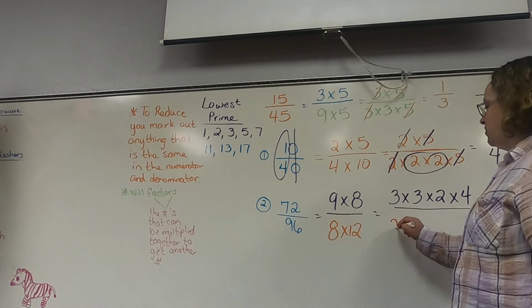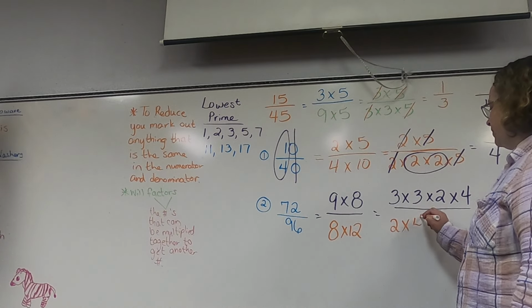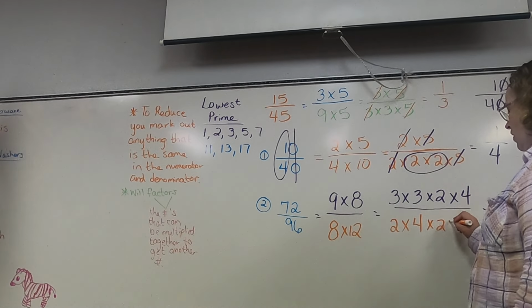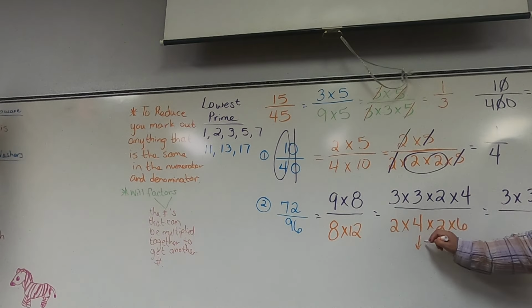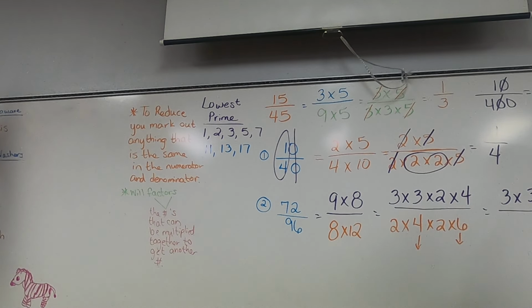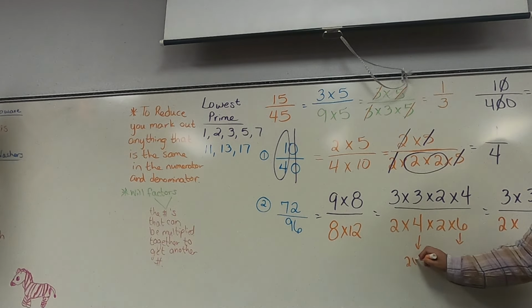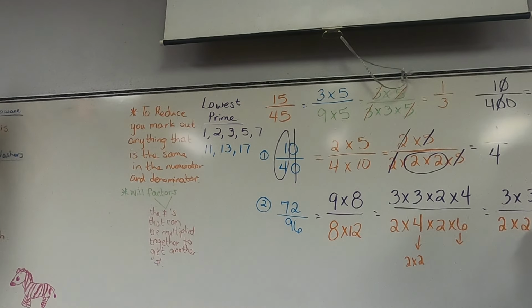So 8 breaks down to 2 times 4. 12 breaks down to 2 times 6. All right. And then it goes down to 2 times 2. This one and this one I've got to break down again, don't I? Yes. The other ones are fine. So 2 times 4 is 2 times 2 times 2, and 6 is 2 times 3. There's a lot of 2s. And then you mark. How many? 1, 2, 3, 4, 5 2's on the bottom.